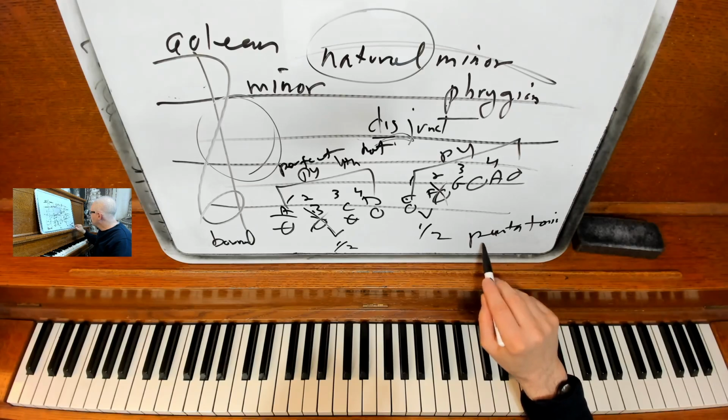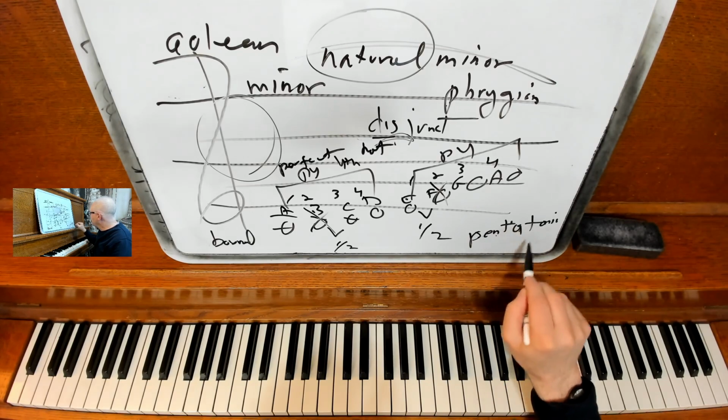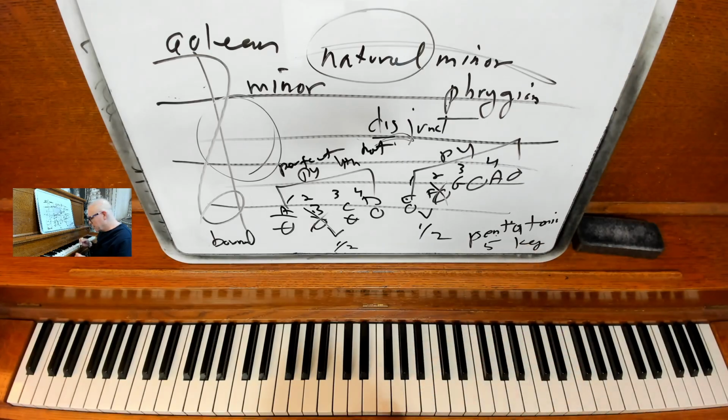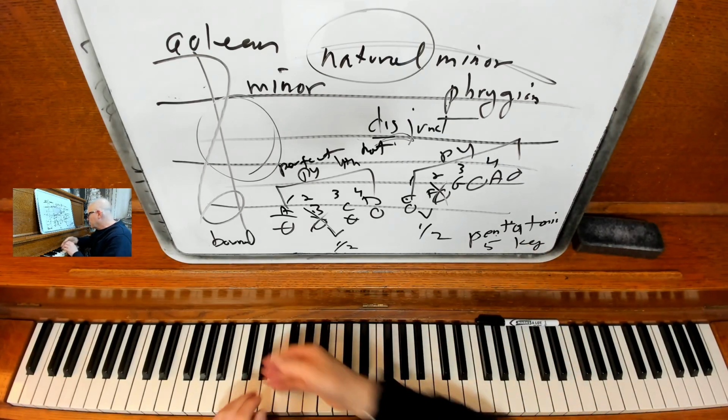So penta, I'm going to write that clearer, sorry guys. P-E-N-T-A, pentatonic. Penta is 5. Tonic just means key, right? But it's 5, that's the 5-note scale. That's this scale.